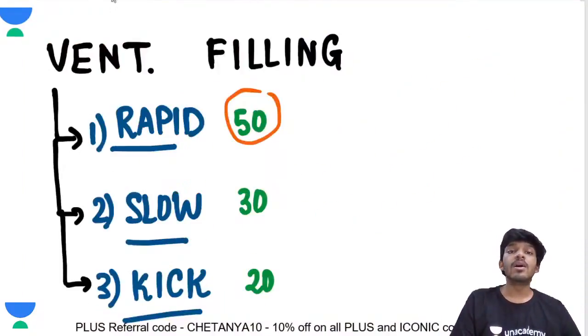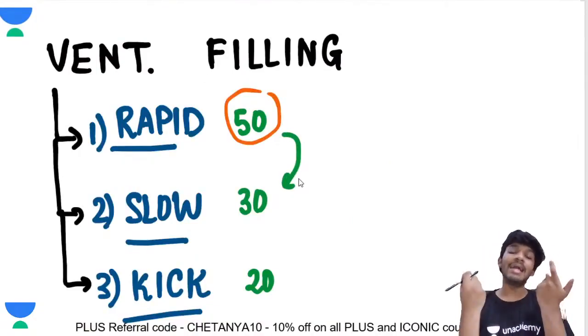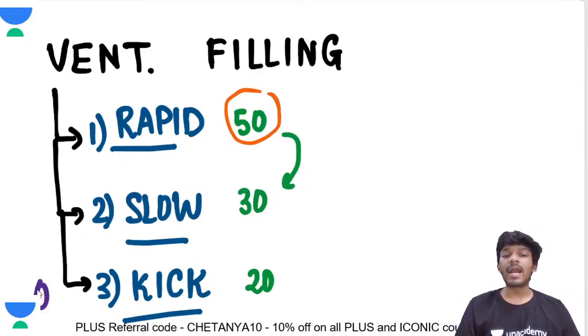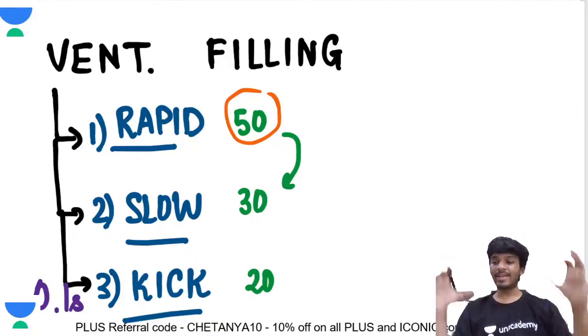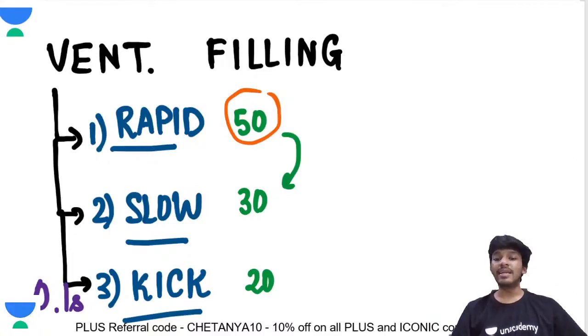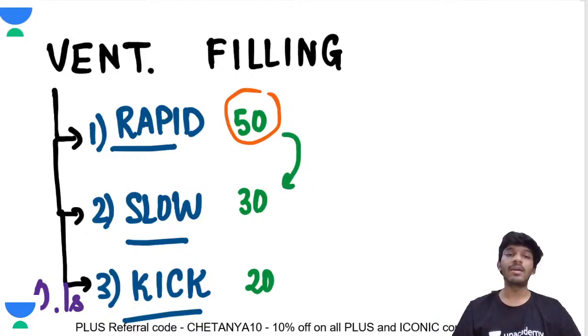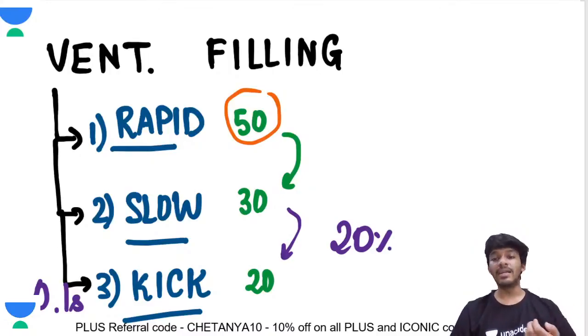Then you have a phase called slow filling. That means that the blood is trickling down. And in that, 30% of the blood comes, right? And after that, the atria contract for 0.1 seconds and they send 20% extra blood. Right? And that is called atrial kick. The atria are kicking the blood into the ventricle, right? And this atrial kick is contributing 20% of the blood.